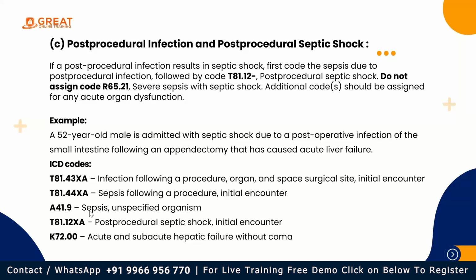Under the sepsis category, you have to search for sepsis in the alphabetic index and select your code according to the organism. But if the organism is not specified, you have to use A41.9 only. And after that, we have a separate code for septic shock also. If this is just severe sepsis, we have to use R65.20. We don't have a separate code for post-procedural severe sepsis. But here, this is a case of post-procedural septic shock, so we have a separate code, T81.12. And additionally, we have to use a code for organ failure.